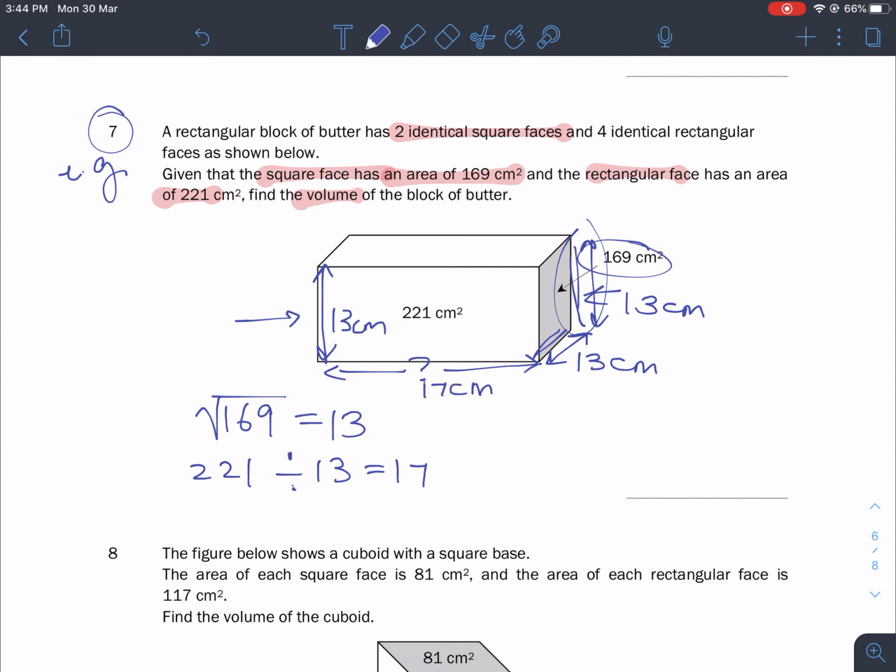If this is 17 cm, then we have the base area, length, breadth and height, so that we can get the volume. So 17 times 13 times 13 equals to 2873. So the answer will be 2873 cm cubed.